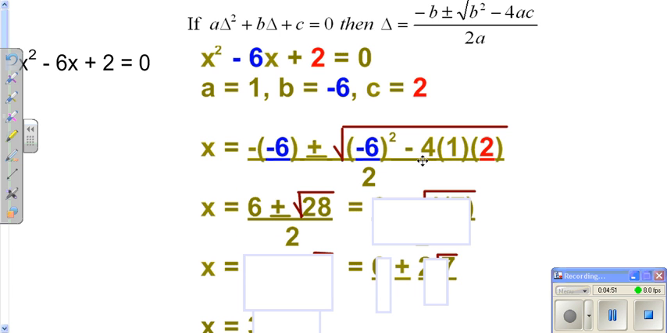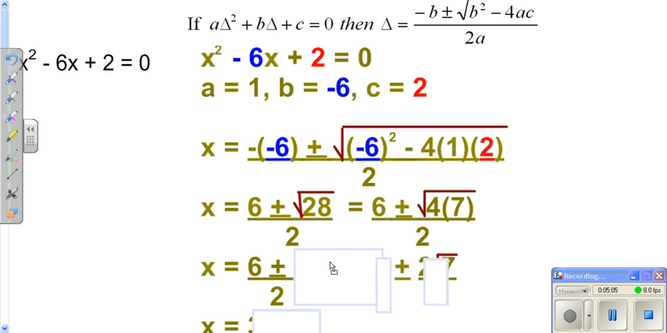We get 28 on the inside of our root. Now 28 is not a perfect square. So that means you need to go and do what we did earlier in simplifying roots. Remember, 28 is a 4 times a 7. So now you'd have your 6 plus or minus, you'd have a 2 in front of your root because the square root of 4 is 2. And then you'd have still that 7 inside your root because you couldn't do anything with it.